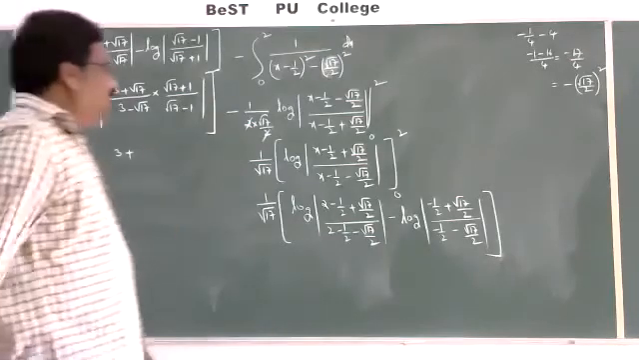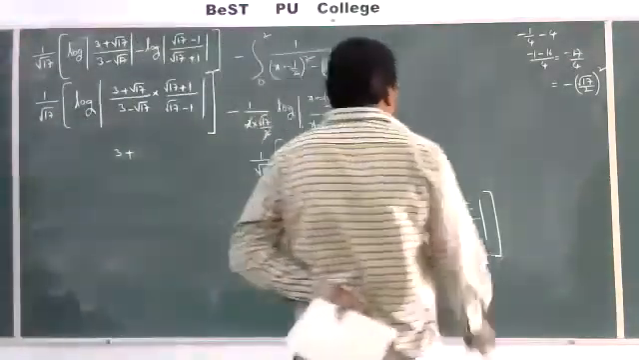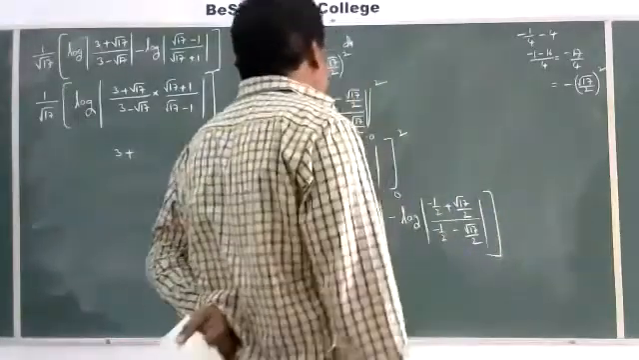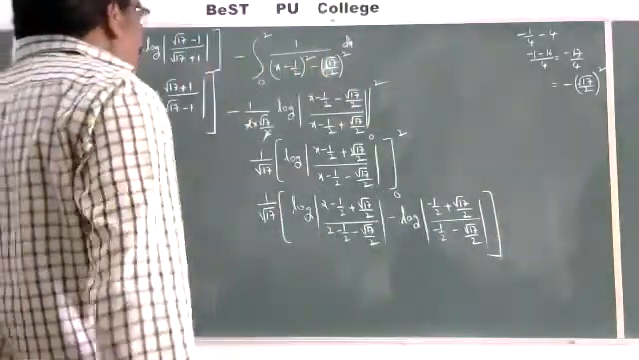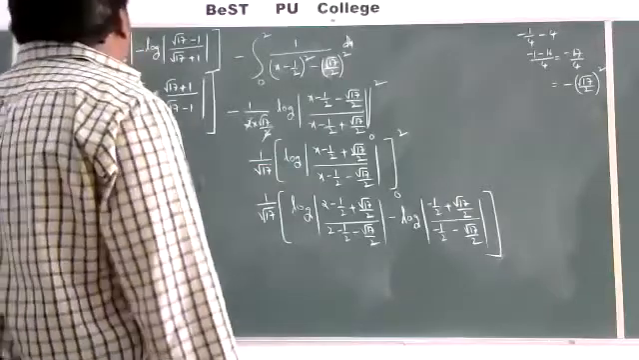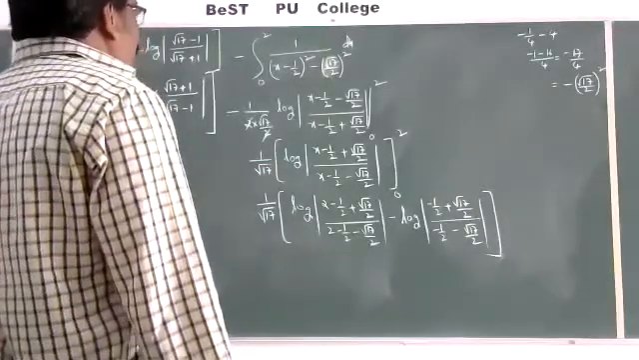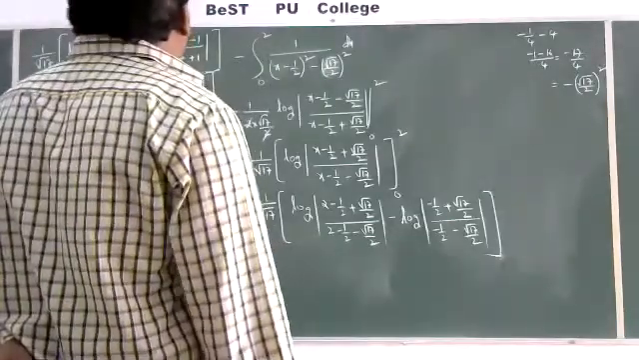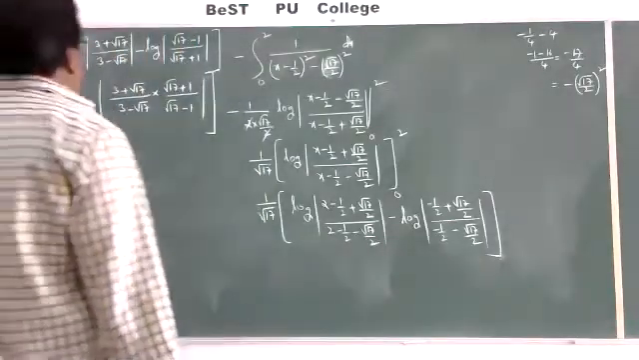Here LCM: minus 1 plus root 17 by 2, minus 1 minus root 17 by 2. That is root 17 minus 1 by 2, minus root 17 minus 1 by 2. That is root 17 plus 1 by 2. Okay.